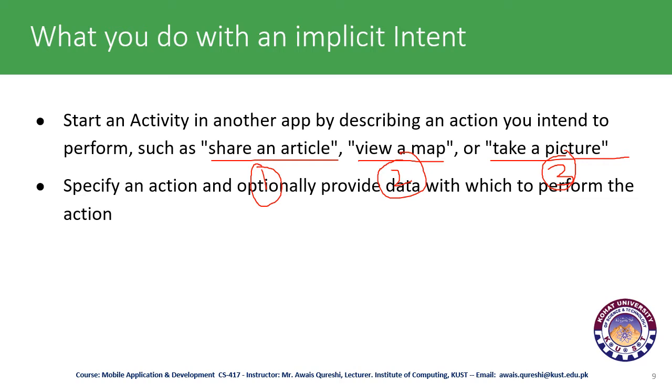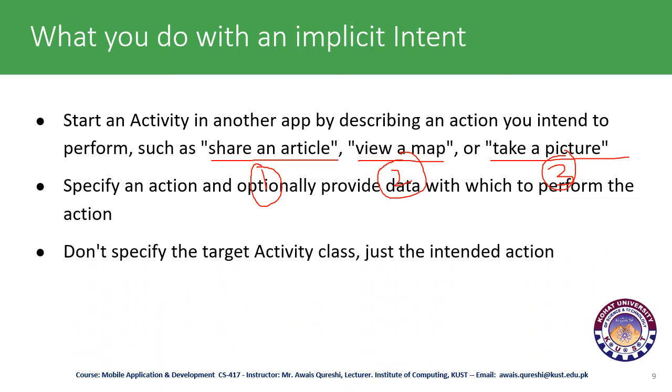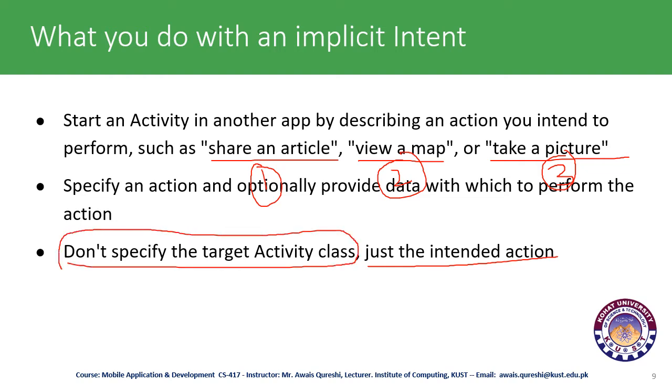Specify an action and optionally provide data with which to perform the action, and do not specify the target activity class, just the intended action. That's why we call it an implicit intent, because we do not specify the target activity class. We are just mentioning the intended action, and that intended action is registered in an event listener, and it is the responsibility of the event listener to call that specific event or action.